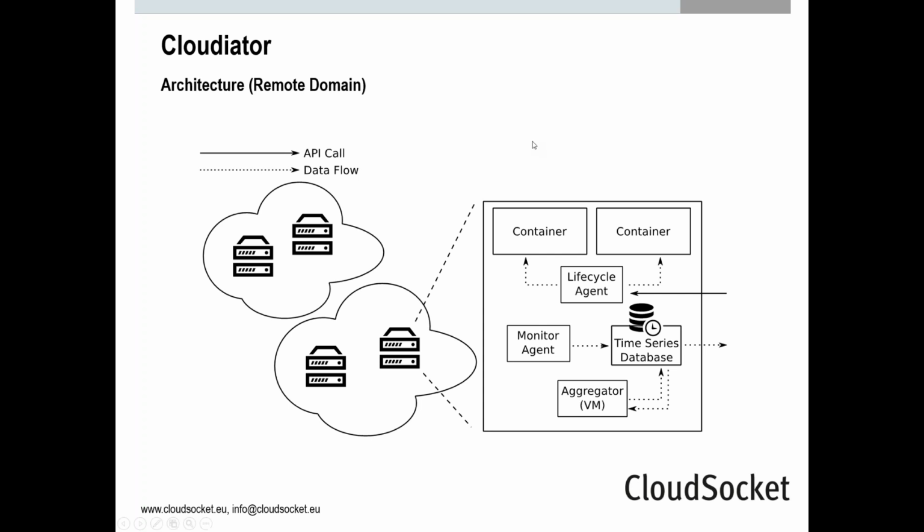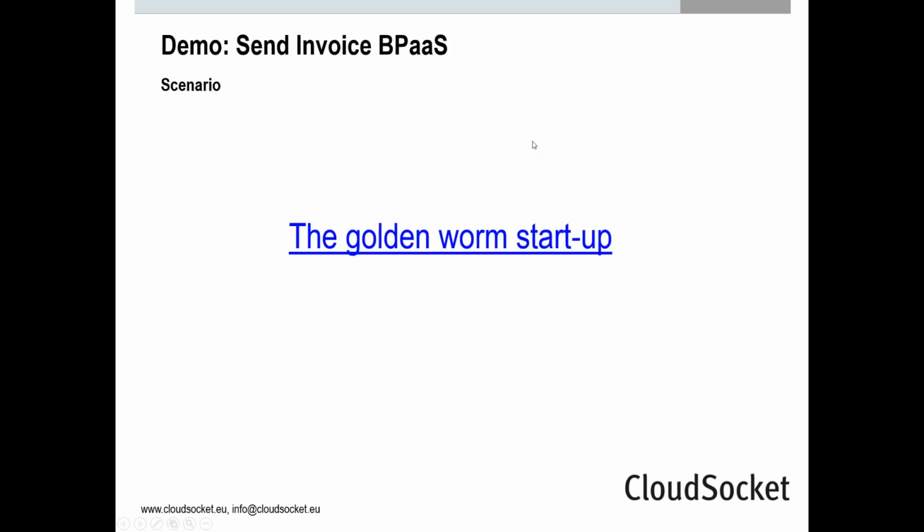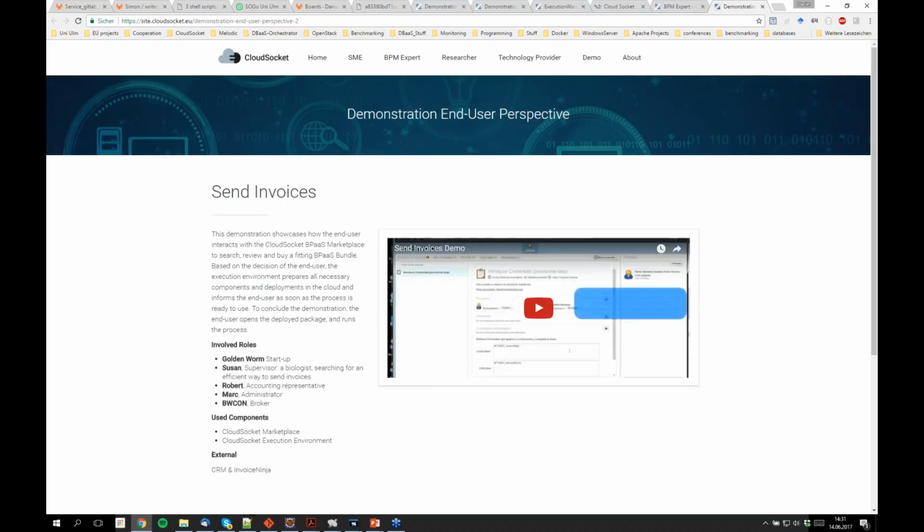Now comes the interesting part, the demo. For the demo scenario, we picked for today the send invoice BPaaS, which is exploited by the Golden Worm startup. What is the Golden Worm startup, and what is the send invoice BPaaS? Therefore, we can have another look at the webpage.